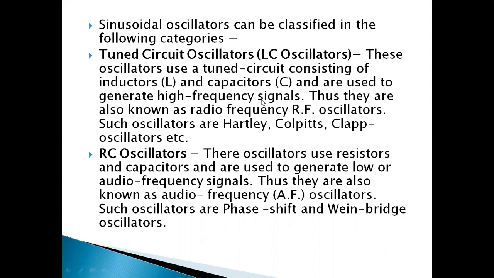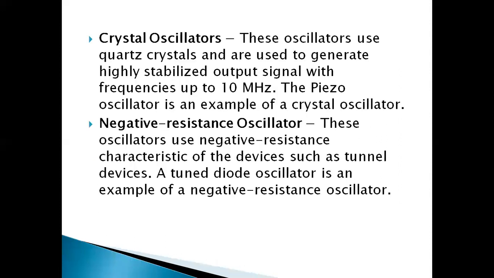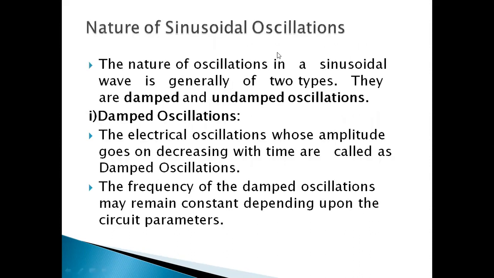RC oscillators use resistors and capacitors in the feedback network or in the circuit, and the examples are the RC phase shift oscillator and Wien bridge oscillator. Crystal oscillator uses a quartz crystal in the circuit, and the example is the piezoelectric oscillator. A negative resistance oscillator exhibits negative resistance characteristics, and the example is the tuned diode oscillator. Okay. So next one is the nature of sinusoidal oscillations.